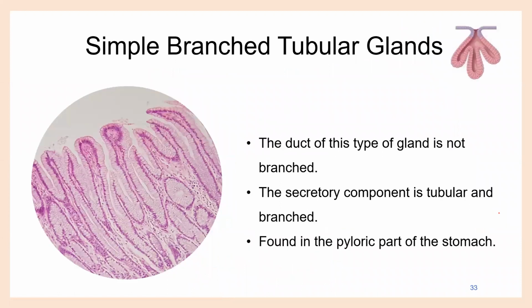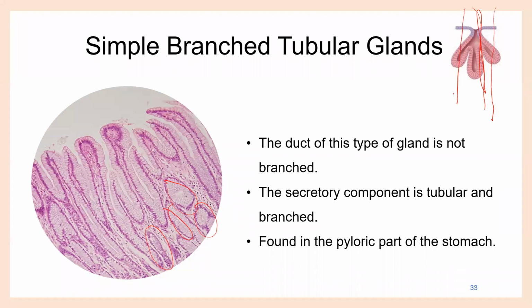Then coming to simple branched tubular glands, the duct isn't branched, but you can see that the secretory portions are branched. That's why you have these cross sections where you have circular areas. If you take the duct which is like this and cut across like this, then you will see some parts of it getting cut as circles.